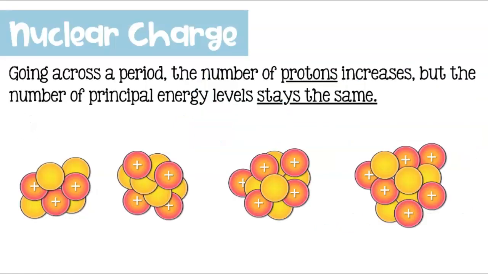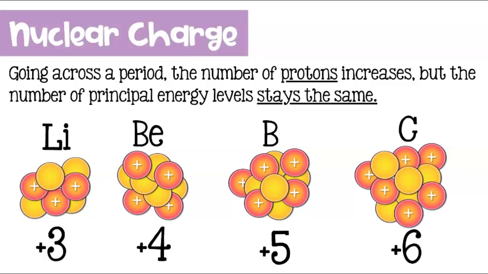Now, if you go across a period, the number of protons will increase, but the number of principal energy levels stays the same. So the repulsive force doesn't change, but the attractive force increases. Let's just look at the second row. Lithium has 3 protons, beryllium 4, boron 5, and carbon 6. That means that as you add electrons to the same shell, they are going to be more closely attracted to the carbon than the lithium because there's more positives to attract them.